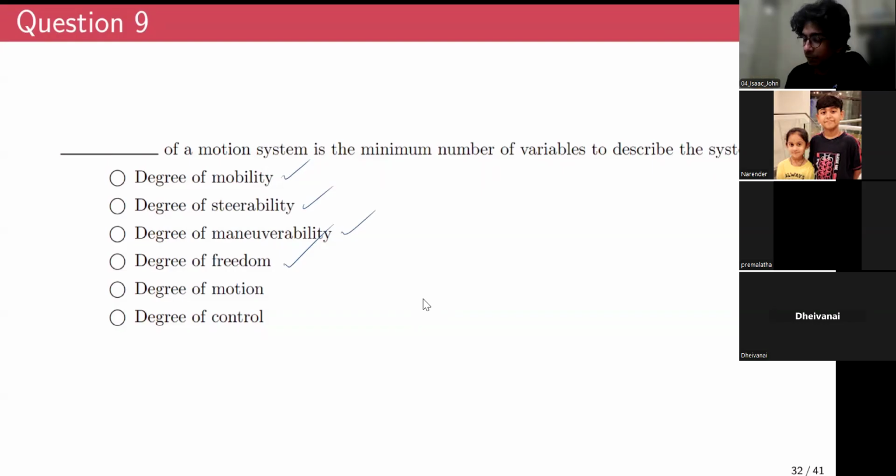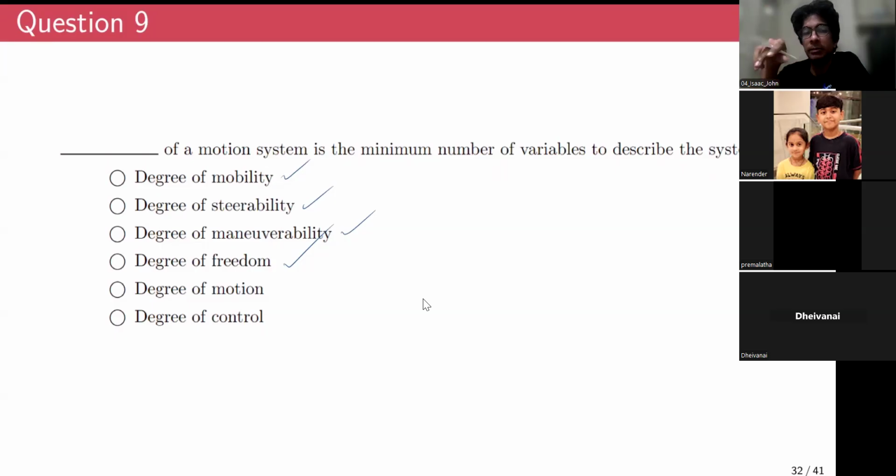Right? Degree of maneuverability is nothing but degree of mobility plus steerability. And what does degree of mobility say? Degree of mobility is nothing but the input that we are supplying to directly manipulate or directly control the wheel velocity. And degree of steerability is the input that we are indirectly giving so that we can steer a wheel.